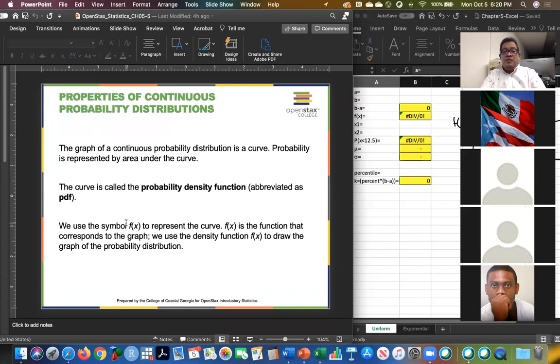Some of the properties of these continuous probability distributions. The graph of a continuous probability distribution is a curve. In this case, we're going to see the uniform, which is a rectangle. But the idea is the area inside that figure, which we're going to call the curve, represents the area under the curve, right? And remember, the whole area under the curve for probabilities is equal to 1, right? So the curve is called the probability density function, abbreviated PDF, and we are going to use the symbol f of x to represent the curve. So f of x is the function that corresponds to the graph. We use the density function f of x to draw the graph of the probability distribution.